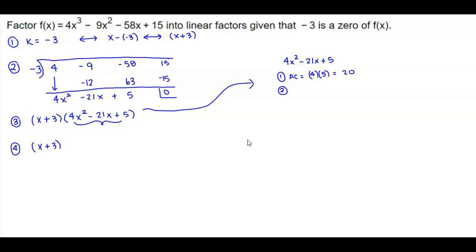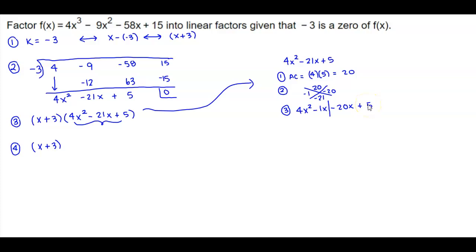Okay, now for step 2, we know that AC is 20, and we know the value of B is negative 21. So what two numbers can we multiply to get positive 20, then when we add them together, it's going to give us negative 21? Well, negative 1 times negative 20 gives us positive 20. When we add them together, it gives us negative 21. Next, we're now going to rewrite the first term, 4x squared, with minus 1x as the middle term, and another middle term is minus 20x. And then the last term is plus 5.